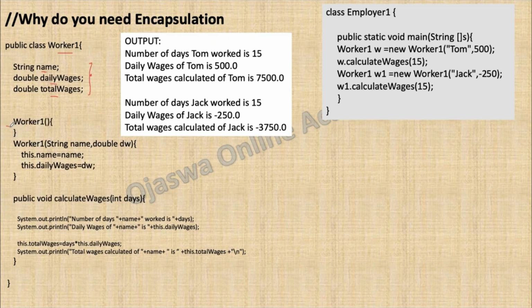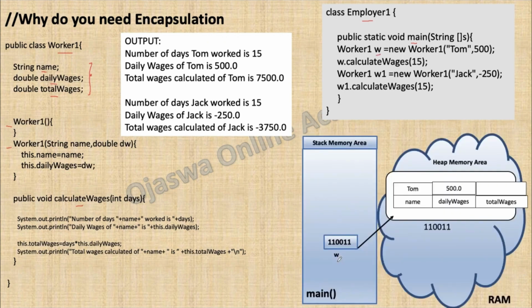We have a default constructor. We have a parameterized constructor that accepts name and amount of daily wages. We have a method calculate wages that calculates total wages of a worker. Then we have a class named employer1 that has main method. Now the first statement is we are creating an object of class worker1. So as soon as the object is created, reference variable w will be stored on the stack memory area and the object will be created on the heap memory area. And the memory for instance variables name, daily wages and total wages are allocated inside the object.